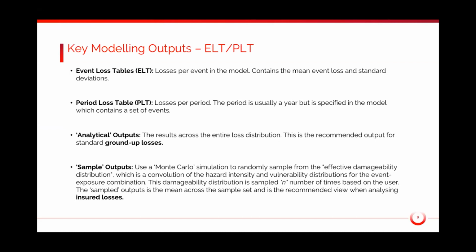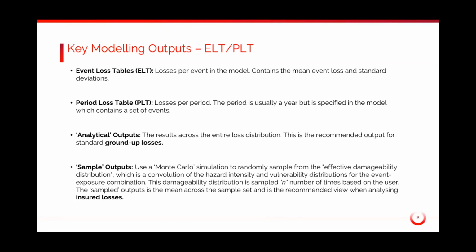The distribution of each event we call the effective damageability distribution. And this essentially is a distribution for every event that covers the uncertainty around hazard intensity, vulnerability, and exposure. Each event will be sampled n times, or however many times we choose. When I was showing you the demonstration, we kept it on the default of 10 samples. So when we ran that model, it would have sampled every event in that model 10 times to give you an idea of the distribution.